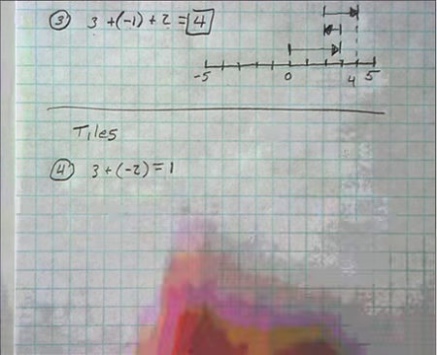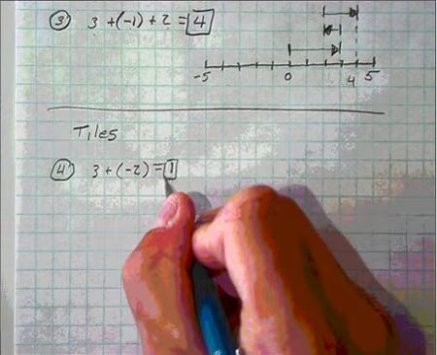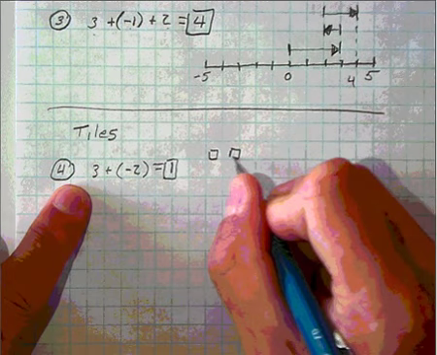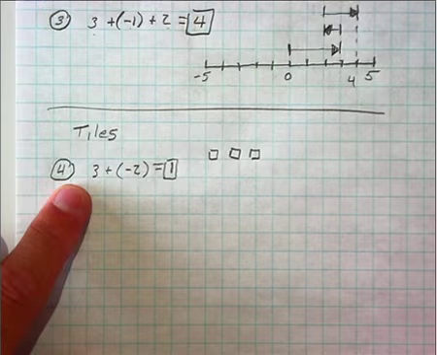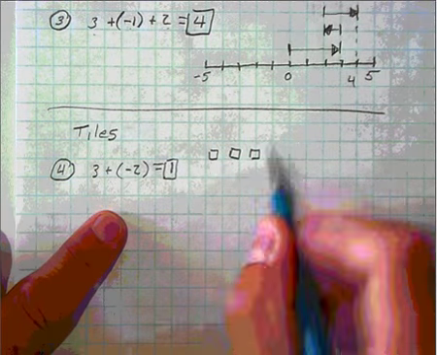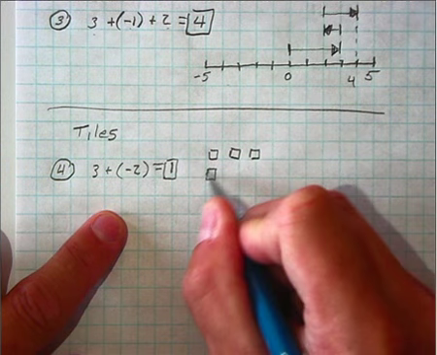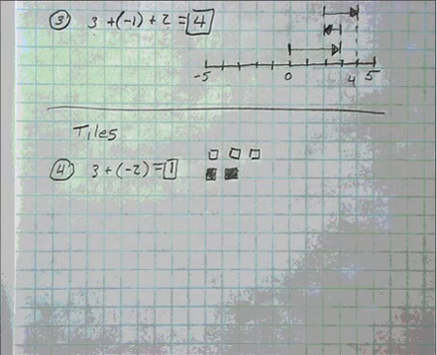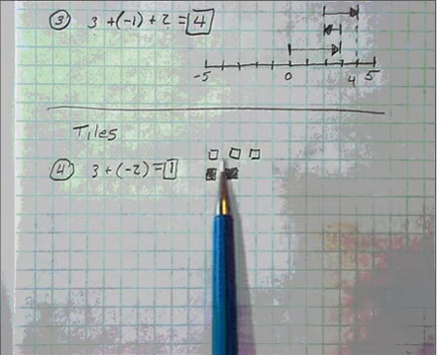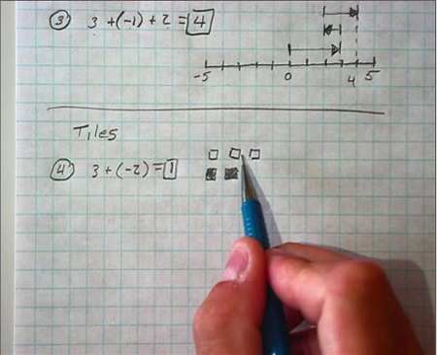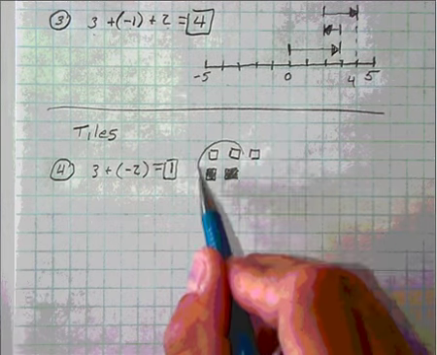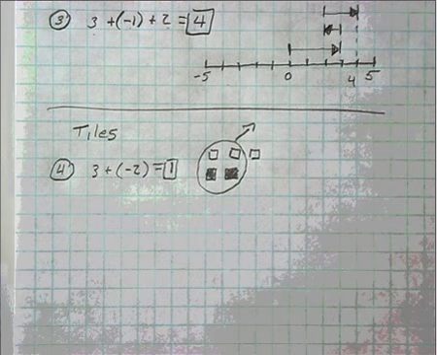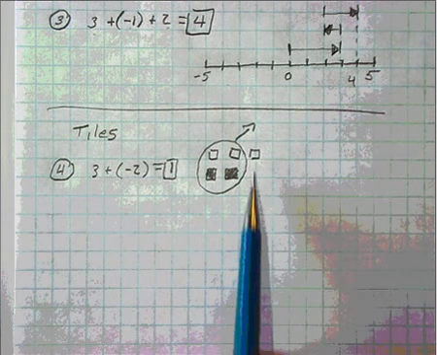Now, if you don't have tiles in front of you, what you could do is draw squares. If you like squares, you can do little circles if you want. 3 positives and then 2 negatives. So now you've got your little squares on there, positives and negatives. Then I'm going to circle the additive inverses and show that they're being taken away. That gives me 1 positive.